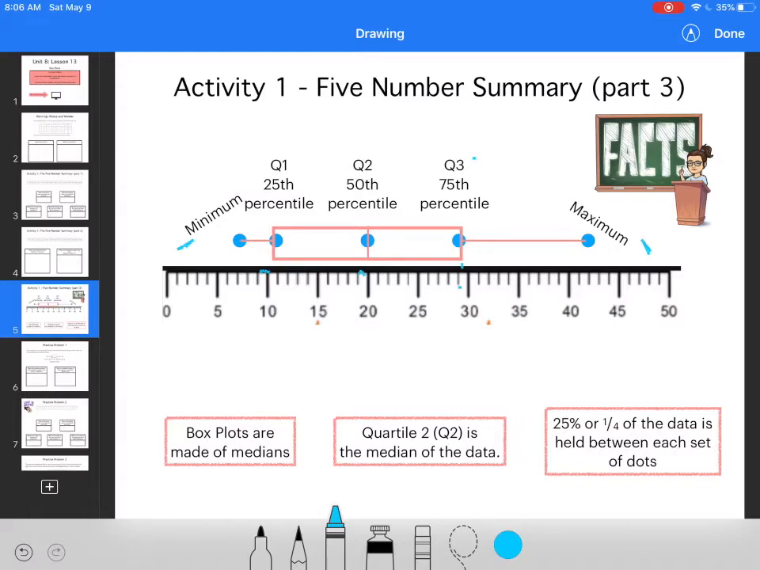Box plots are made of medians. That's really important that you know that. You need to know that quartile 2 is the median of the data, so that's the 50th percentile, and 25% or 1/4 of the data is held between each set of dots. So this is 25% of the data. This is 25% of the data. This is 25% of the data. And this is 25% of the data to make up 100% of the data.